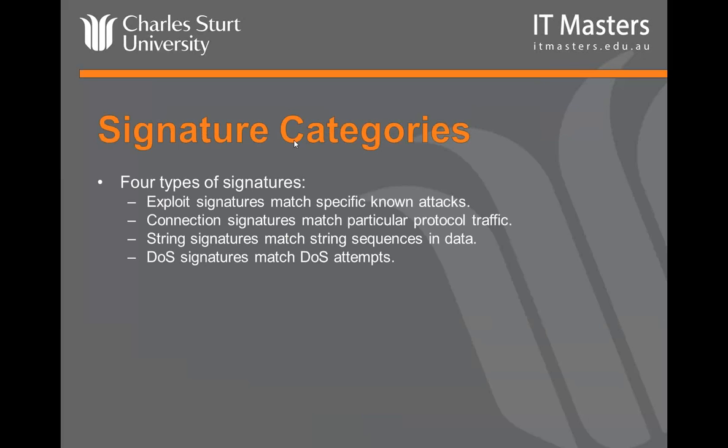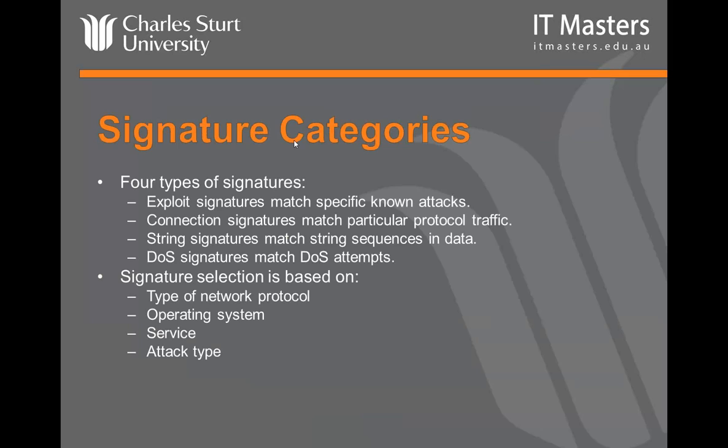Signature categories. I don't want to talk too much about this, but I'll whip through these. A signature is basically a pattern of traffic that your device needs to look for. There are four categories of signatures. There are exploit signatures, which are signatures of specific exploits.